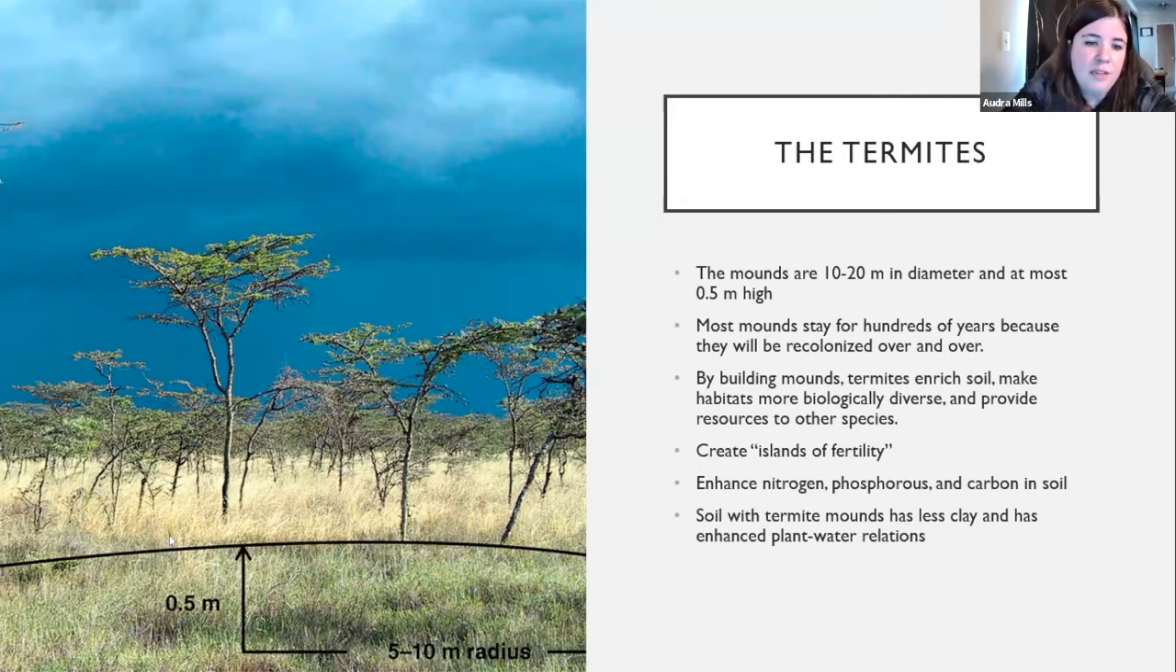So as you can see in this picture, the area below the line is where the termite mound is, and you can tell that's like 10 times healthier looking than the stuff that's by the trees. So what they call this is an island of fertility that they create, and they enhance the nitrogen, phosphorus, and carbon in the soil.